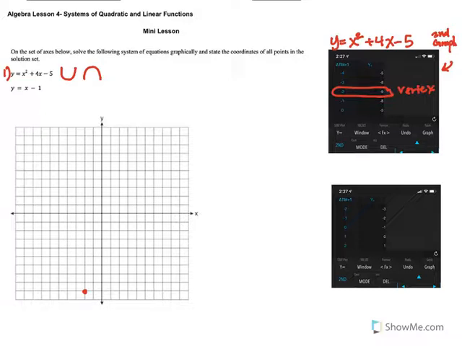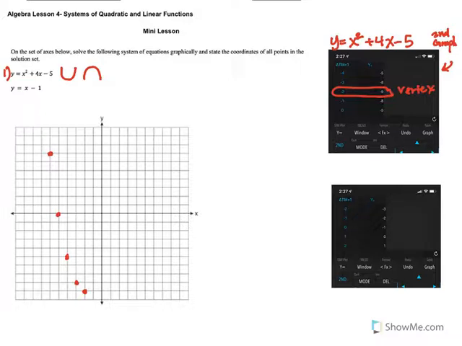So I have -3, -8. I have -4, -5. I have -5, 0. And I have -6, 7 right here.